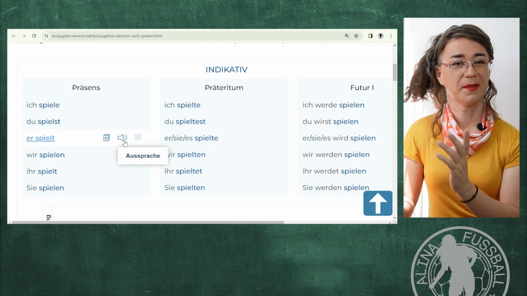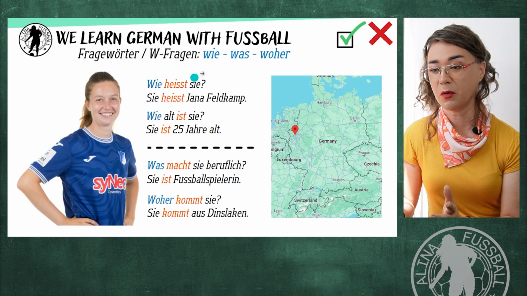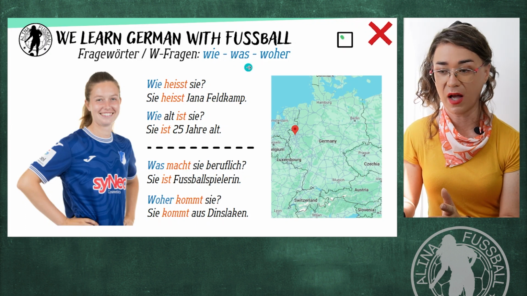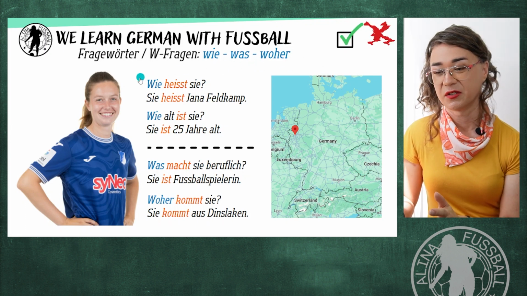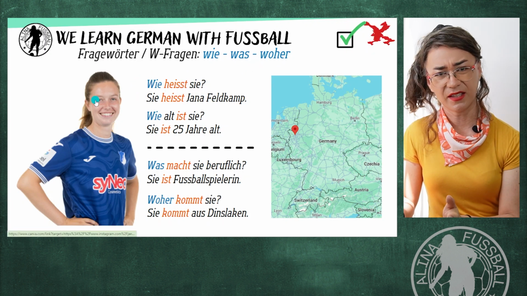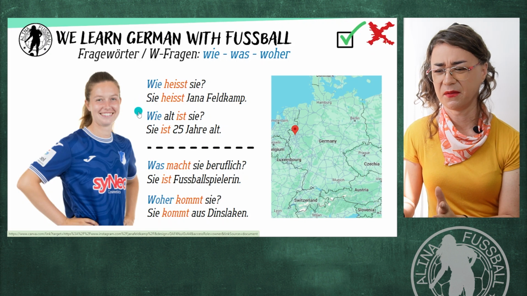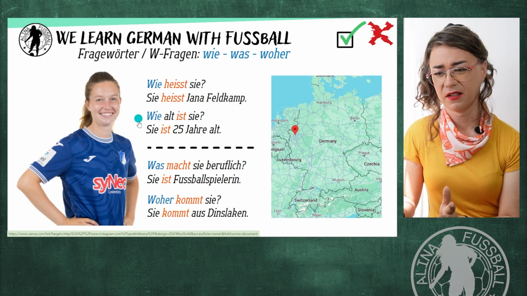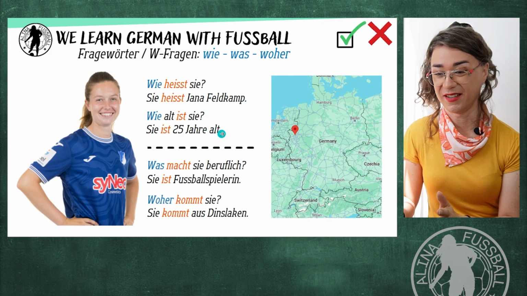Now, in this next slide, we will continue practicing the use of wie, was, and we will include the use of woher. So then again, wie heißt sie? Sie heißt Jana Feldkamp. Wie alt ist sie? Sie ist 25 Jahre alt.